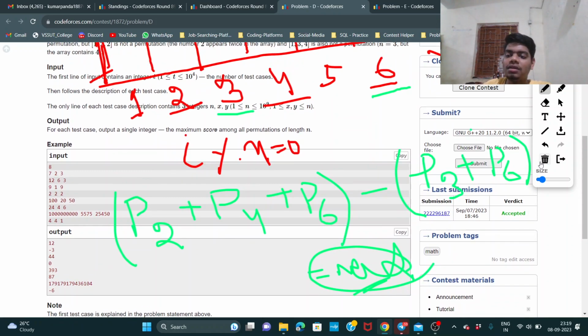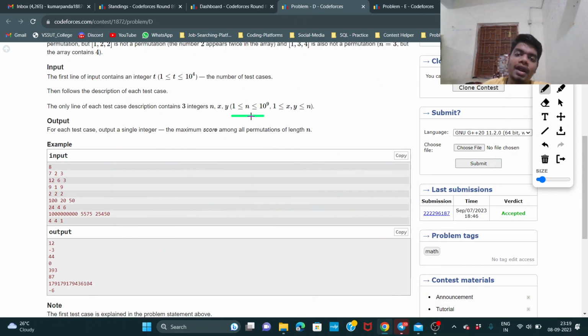And see one thing, that here you cannot write the permutation because the n value is 10 to the 9. Obviously, you cannot go on writing all the elements. So by seeing this constraint you will realize that I just have to find the answer in constant time or something like that.